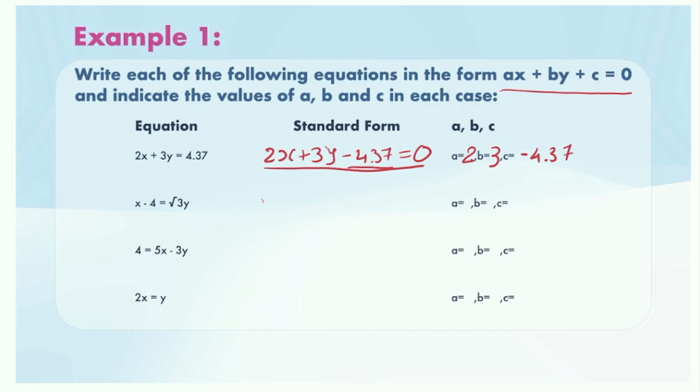Question number 2. ax minus 4 is equal to square root of 3y. I have told you a, b, and c are real numbers, so you don't have to worry about it, right? Now, ax minus 4 equal to root 3y is not in standard form, right?